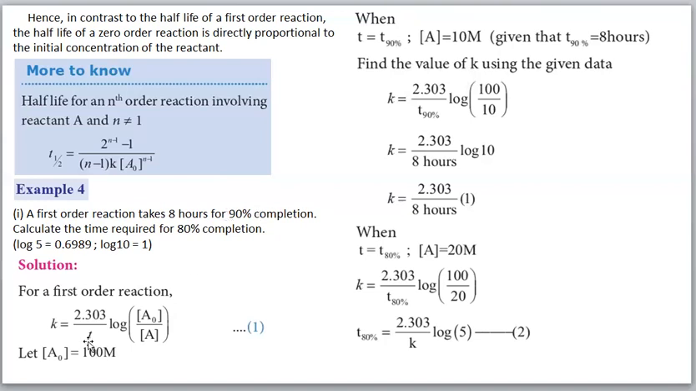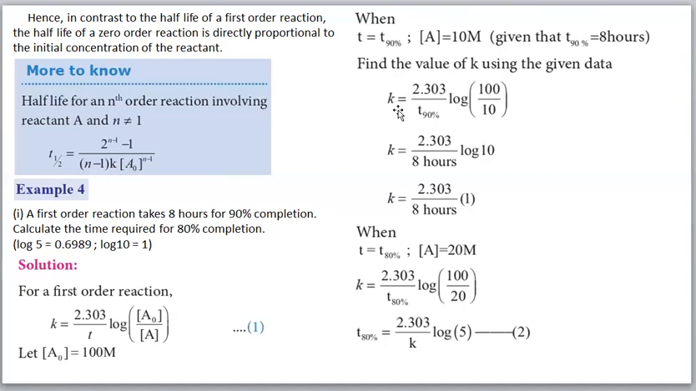So A0 value is 100. Concentration A means the concentration of reactant that remains after time t. Here 90% of the reaction is completed, so the remaining quantity is only 10%. So for this case, A is equal to 10. So when T is equal to T 90%, A is equal to 10 molarity. Given that T 90% is equal to 8 hours, as given in the question, we find the value of K using the given data. First, we can find out the K value.